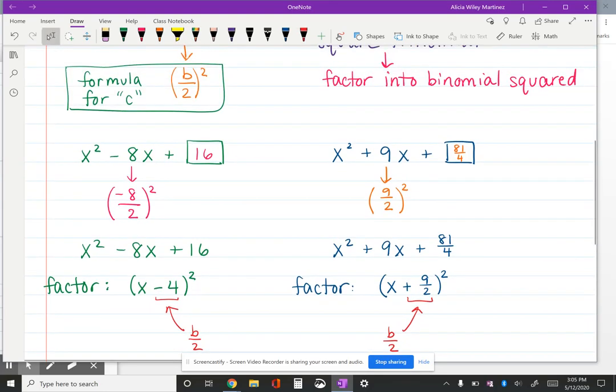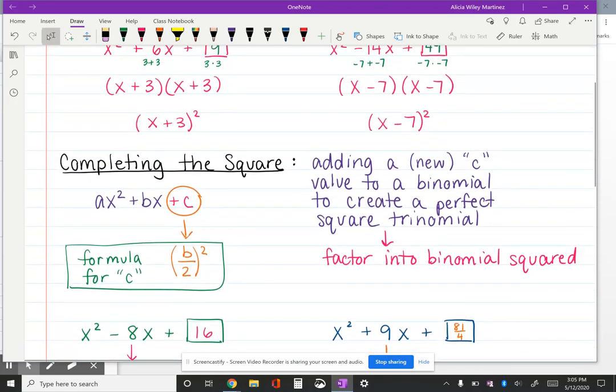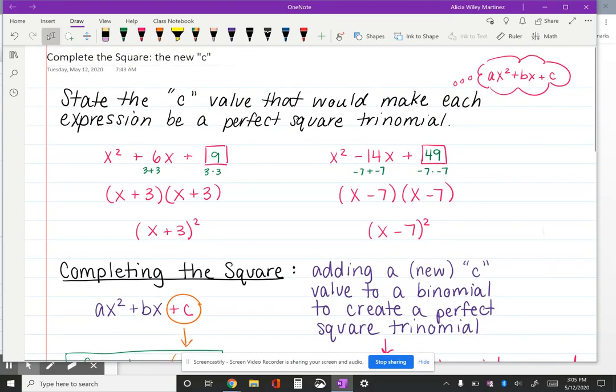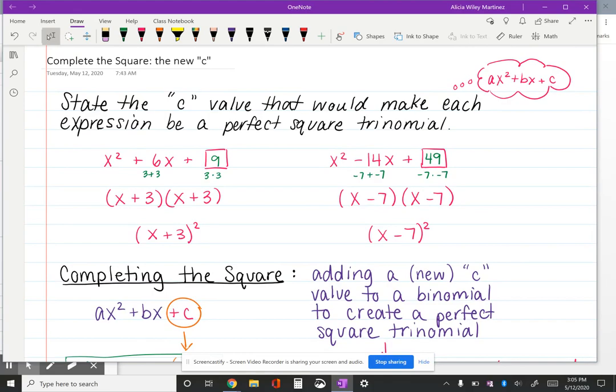So you'll be using this process later on to solve problems by completing the square. So you'll get a little bit of practice with this today, and best of luck with that.